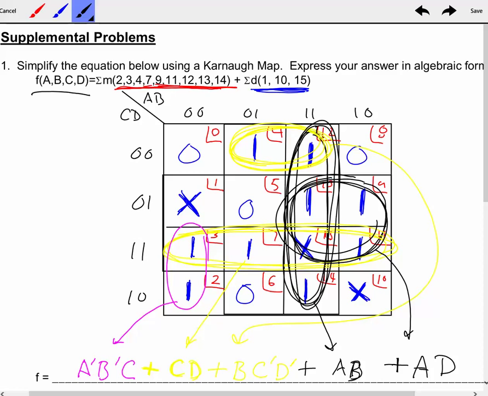All right, so there is our simplest circuit, or simplest equation from the Karnaugh maps. Of course, we could try things like using NANDs and NORs, or exclusive ORs, or even De Morgan's theorem. But this is the simplest you can get, I believe, from a Karnaugh map.